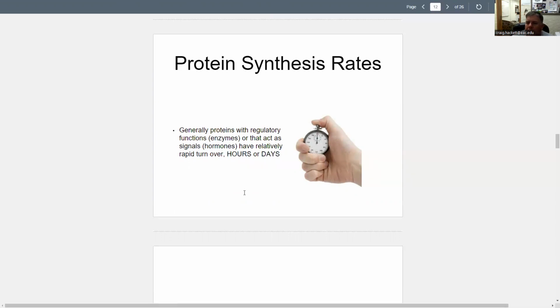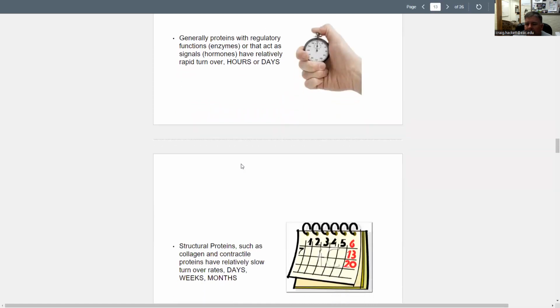When we look at enzymes and hormones, those turn over pretty quick. We're using a lot of amino acids to build new proteins or synthesize proteins for those. So if you're using digestive enzymes, obviously they're going to be used up pretty quickly. They recover fairly quickly. So we're talking about recovery here. They have a rapid turnover. So in the test, if I ask you which proteins have a quick turnover, they're your regulatory ones, the enzymes, the hormones. They turn over within hours and days.